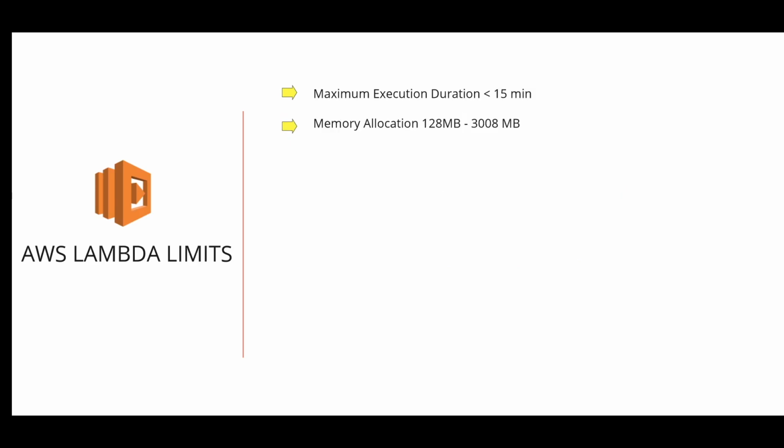There are some limitations of AWS Lambda. The maximum execution duration of an AWS Lambda function cannot exceed 15 minutes. And the memory allocation is between 128 MB and 3 GB of memory.